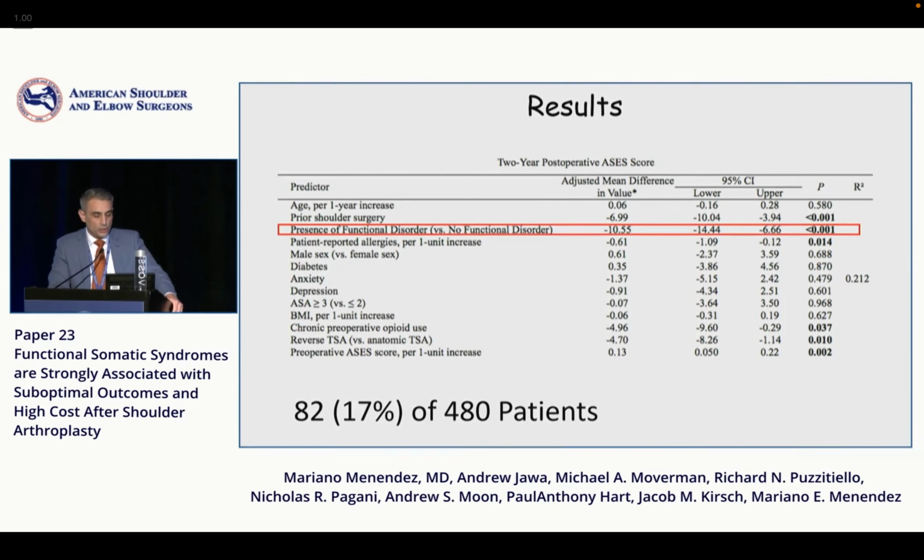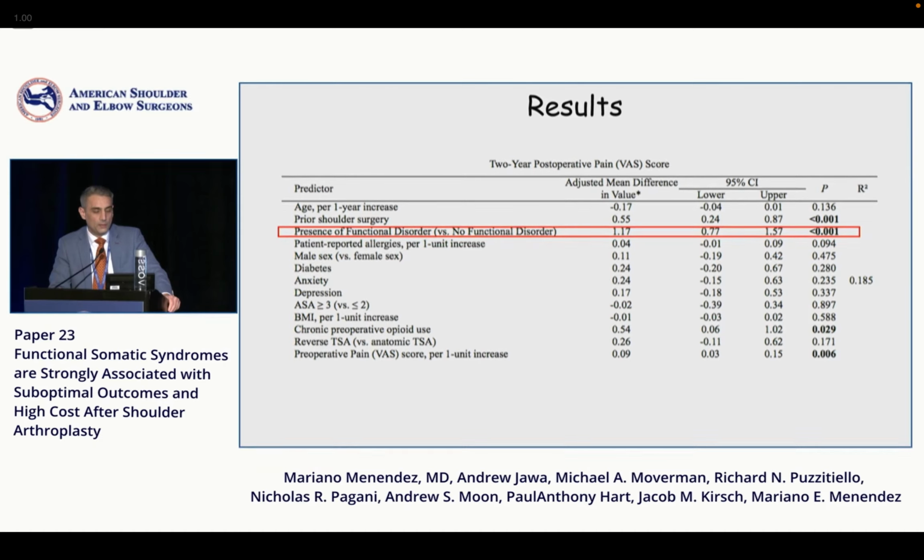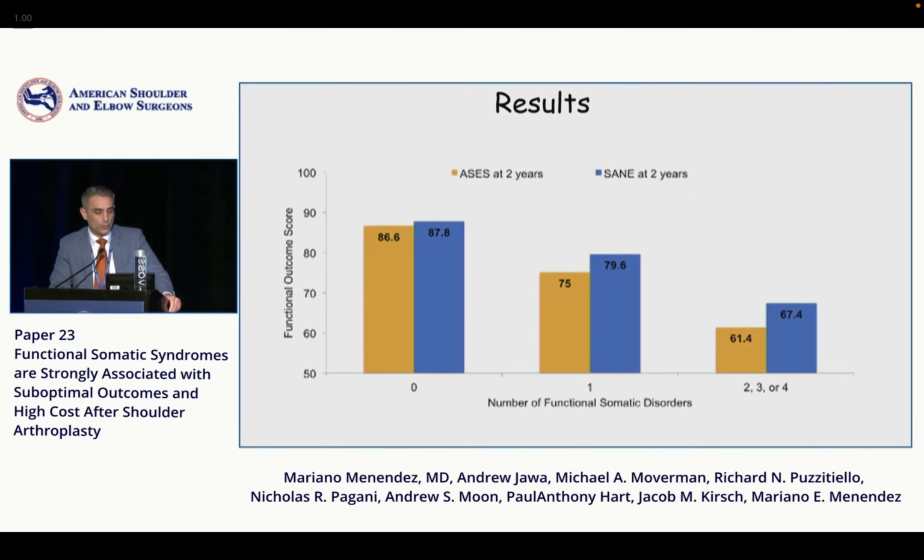So when you look at the results, we had 82 patients, 17% of 480 patients who had functional somatic syndrome. We use the 398 as the control. And when you look at ASES scores, they had a 10-point less ASES score if they had functional somatic syndrome. They had an 8-point difference in their SANE score, and they had more than 1 point higher in their VAS pain score.